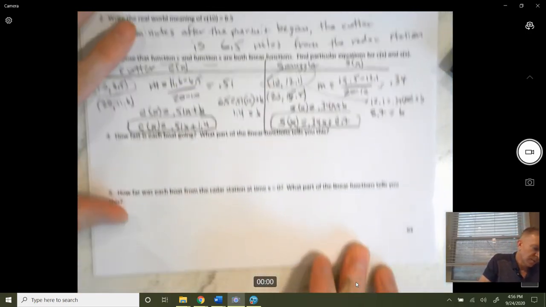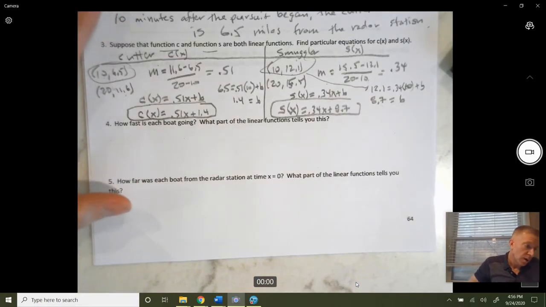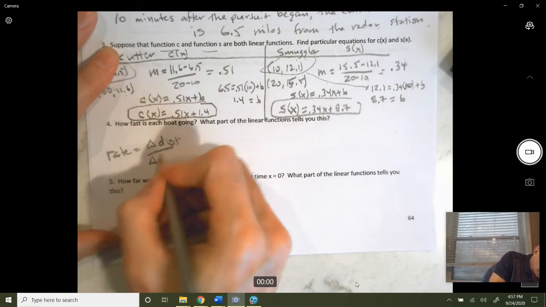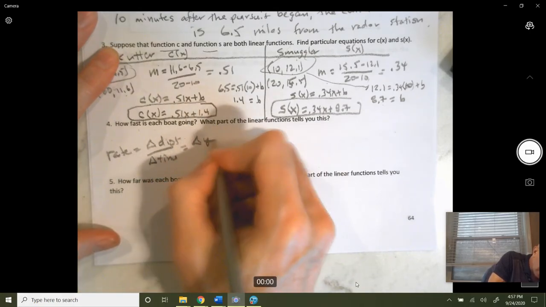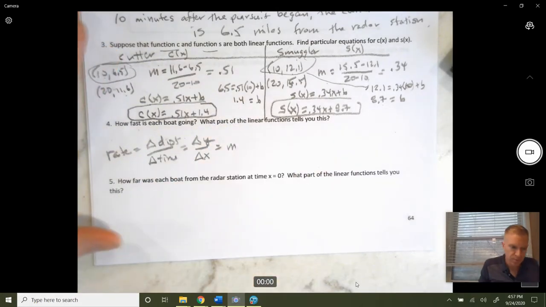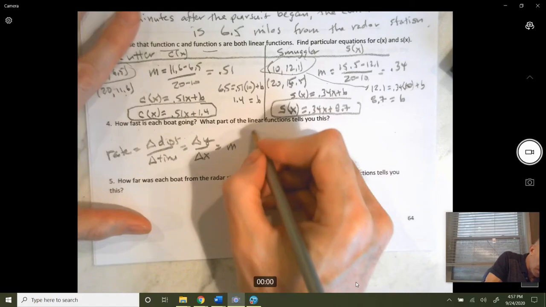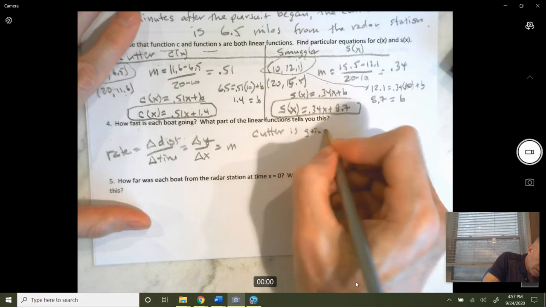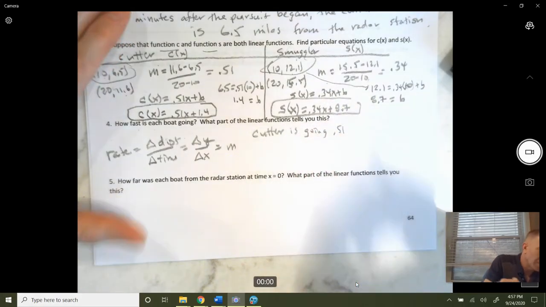Let's move this up. How fast is each boat going? Well, since the x value is a time and the y value is a distance, the change in y over change in x is your change in distance over your change in time. So your rate is going to be equal to change in distance over the change in time, which is your delta y over delta x, which comes out to be your slope. Okay. So the cutter is going 0.51, and we're in miles per minute, right?